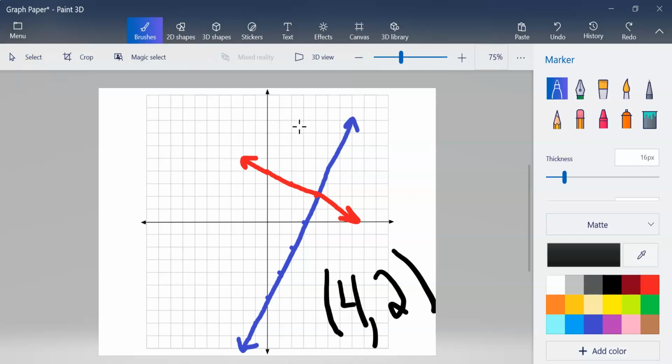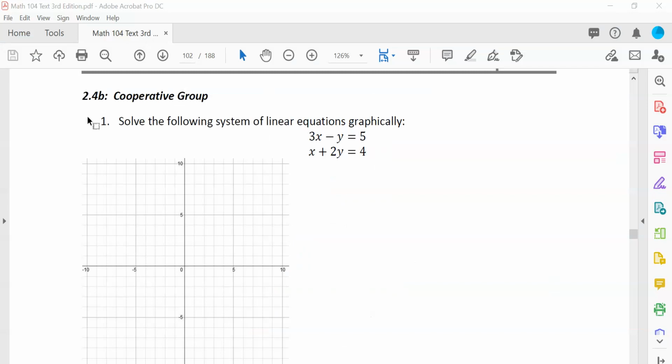The other downfall is, if my point comes in at about right there, if it has fractions in it, it's kind of hard to understand where that fraction happens to be. But it is a good way of doing things. It's good as long as our x and y are whole numbers, and again, not off the charts. So let's do one more like that. I'm going to do the one in 2-4B cooperative group problems.